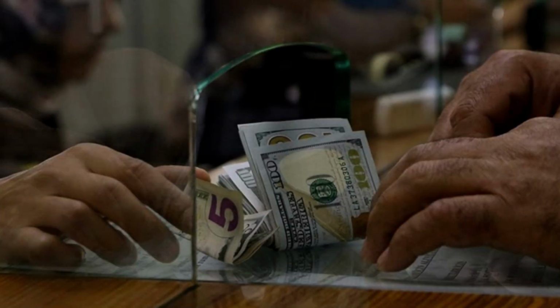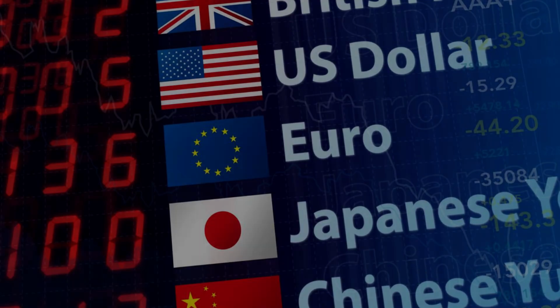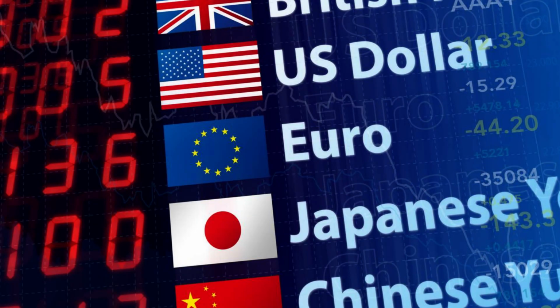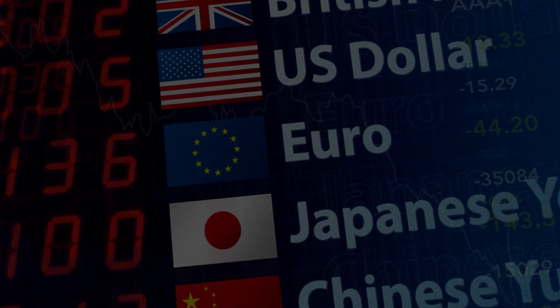For instance, suppose the Japanese yen depreciates relative to the US dollar. In that case, Japanese goods and services will become cheaper for American consumers, leading to an increase in demand for those products. Conversely, if the Japanese yen appreciates relative to the US dollar, Japanese products become more expensive for American consumers, leading to a decrease in demand for those products.